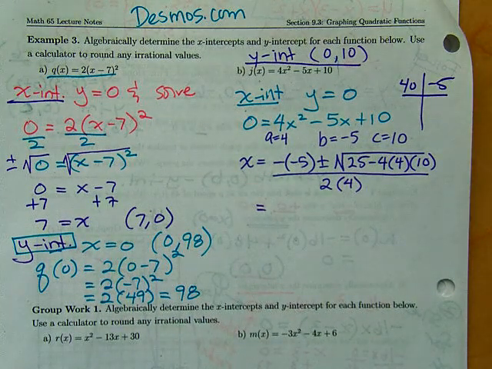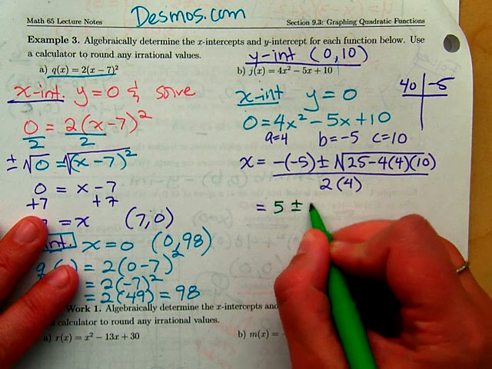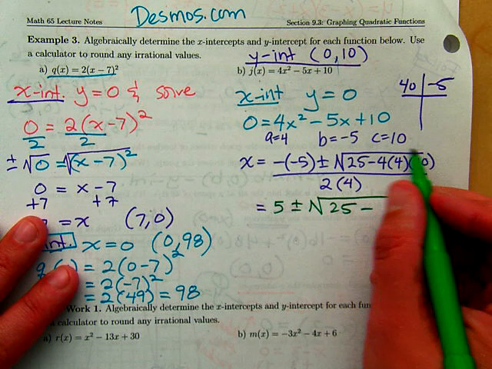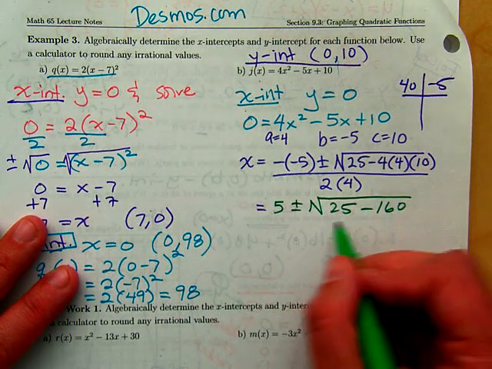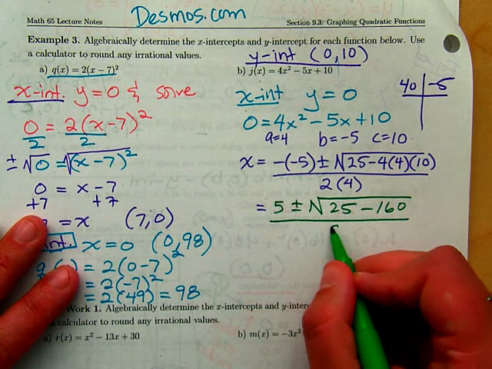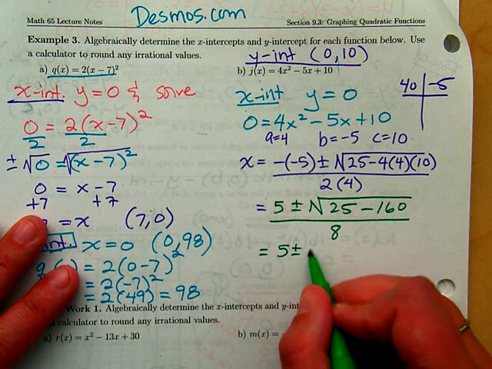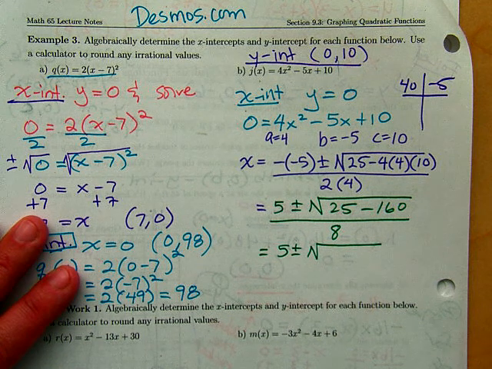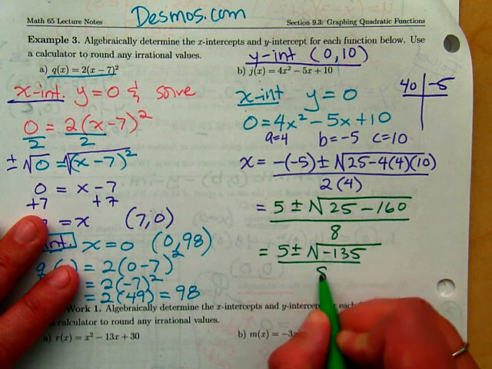Okay, now let's start to simplify. What's negative negative 5? Positive 5, right? Negative negative is a positive. 5 plus or minus the square root of 25 minus, what's all that? 160, all over 8. And then 5 plus or minus the square root of 25 minus 160 is negative 135 over 8.